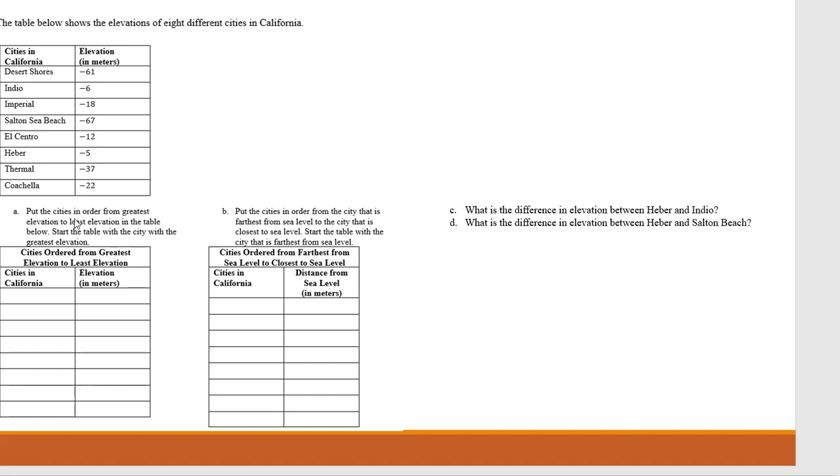Okay, so if we're putting the cities in order from greatest elevation to least elevation, and we want to start the table with the city with the greatest elevation, we're going to find the smallest number, which is right here, -5. So we would start with Heber, because we're talking about the negatives. -5 has our greatest value. The next one would be Indio.